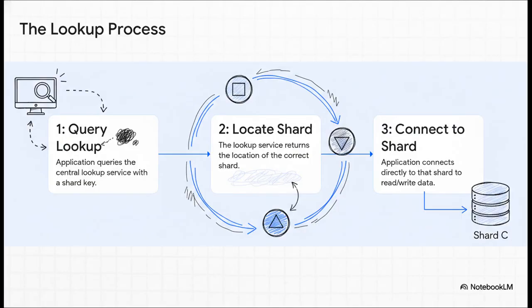So the flow looks like this. Your app needs some data, but it has no idea where it is. First, it has to ask the central lookup service, hey, where's the data for user 123? The service checks its map and replies, that's on shard C. Then your app can make a second connection directly to shard C to do its work. It's a two-step process for every query.